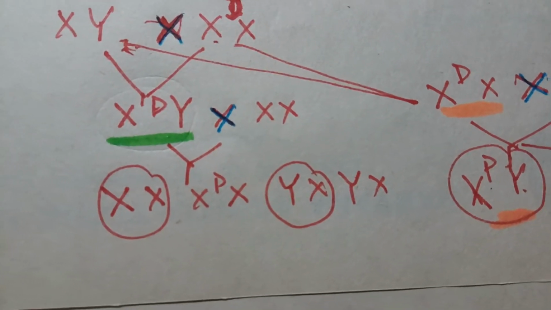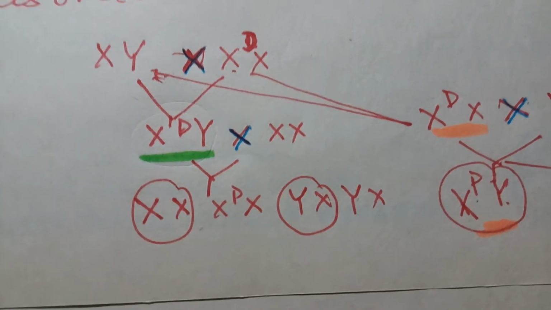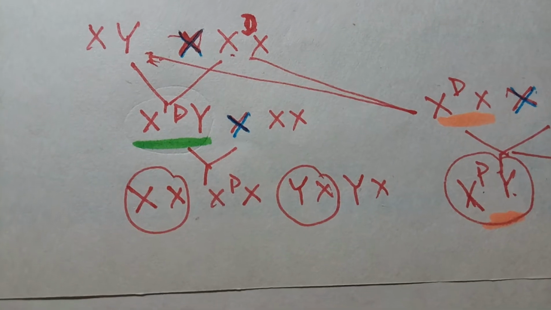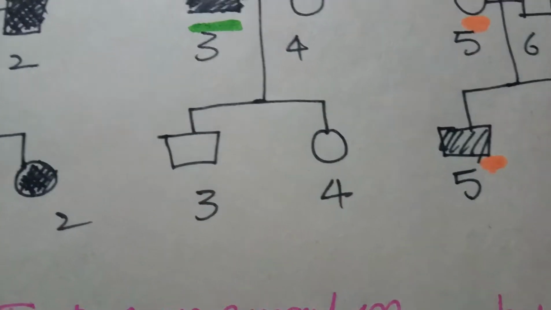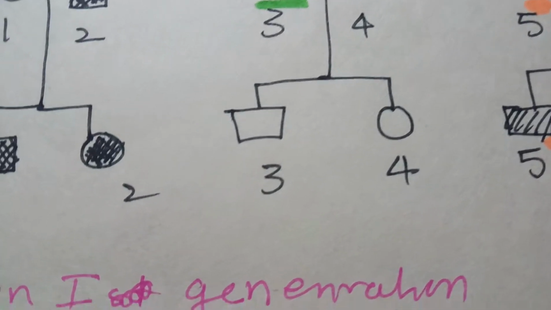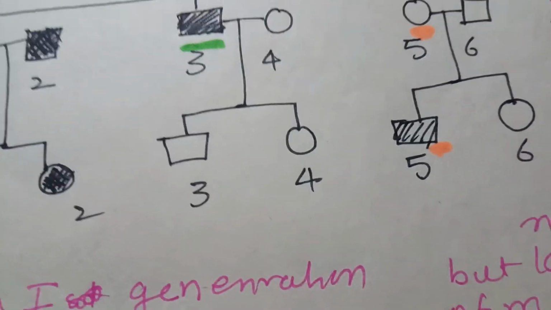There are 4 probabilities: 50% chances that the females are diseased, and the males will be 100% normal. So here, since 2 children are there and they are normal, this female could be a carrier or it could be normal. So this is how the analysis is done.